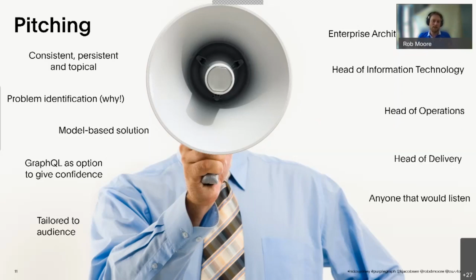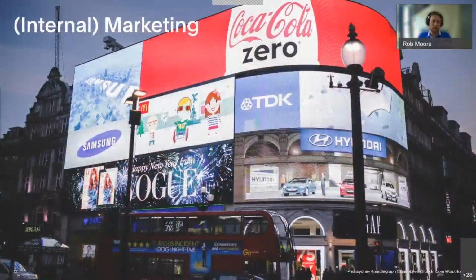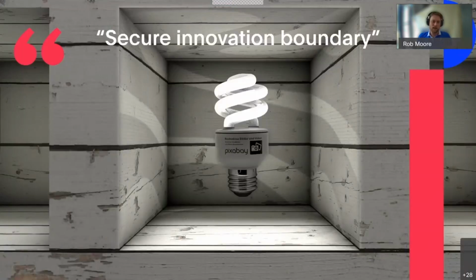Now, one of the other things that I did, and I'm a big fan of using internal marketing to get concepts across and successful within companies, is I created this slogan here that you've seen because it's in the talk title, Secure Innovation Boundary, because I found that it was a really nice way of very succinctly articulating the key points of what we were trying to achieve.